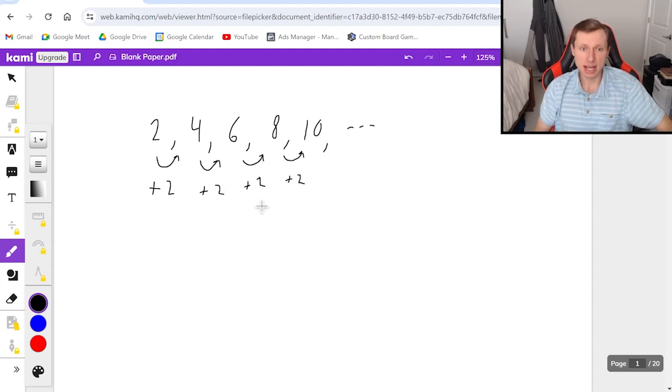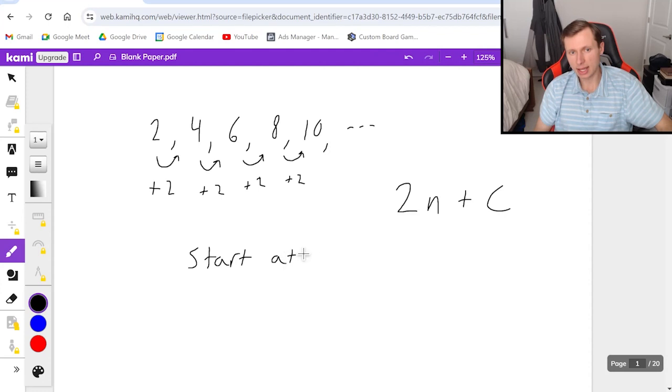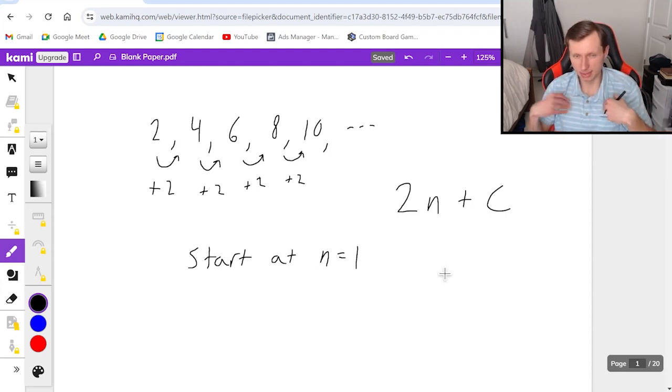And whenever you have this as the pattern, plus or minus some number every time, then the formula is going to look like this. In this case, 2 times n, because we're going up by 2 each time, and then plus some constant. Now, one thing I'm going to say, for all the sequences that I'm going to do, I'm going to be starting at n equals 1. Although this is not always the case, I've seen other teachers start at 0, for instance, but I'm going to be starting at 1. And so, for instance, if it was going up by 4 each time, it would be 4n plus some constant. And if we were going down by 1 each time, it would be negative n plus c.